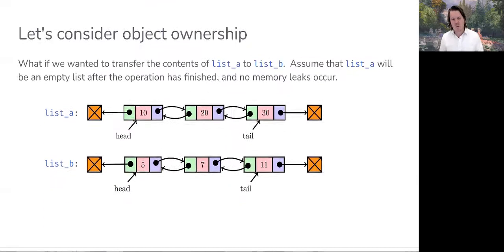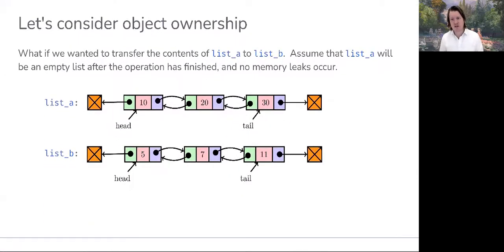Now the question becomes, what if we wanted to transfer the contents of list A to list B? And in this transfer, let's assume that list A will be an empty list after the operation has finished. That is, list B will now own the resource that list A previously owned, and no memory leaks will occur. So we have to consider one initial case first, which is self-assignment or self-transfer, per se. The reason being is that we're dealing with two doubly linked lists that have been built up. So one, consider self move.